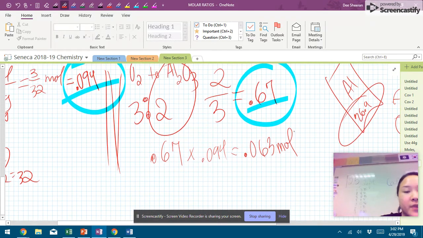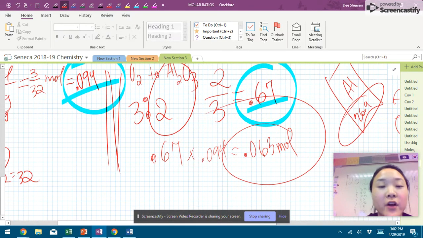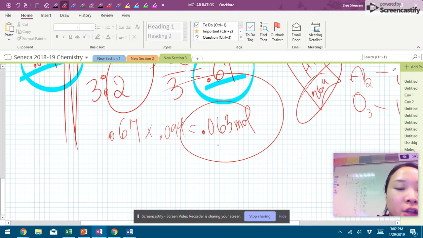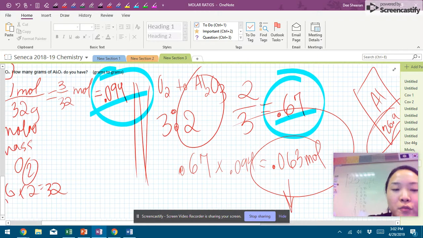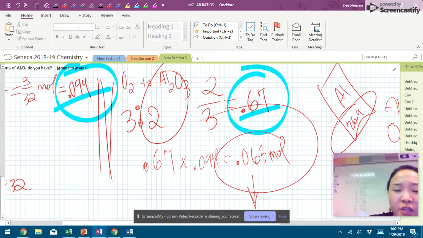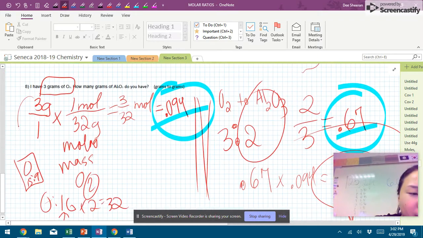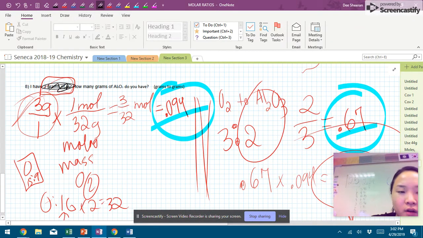So this is what we have so far. This is not our final answer. I'm sorry, it's not. Now you have to convert this to grams. And so, if you remember, you see how we already used the 3 grams over here that is associated with the O2. Now O2 is done. We don't use O2 anymore. Now we're going to use Al2O3, and that's the molar mass we're going to use to convert from moles to grams.